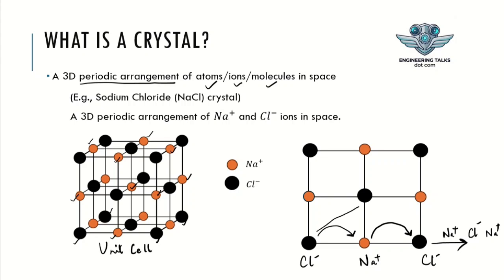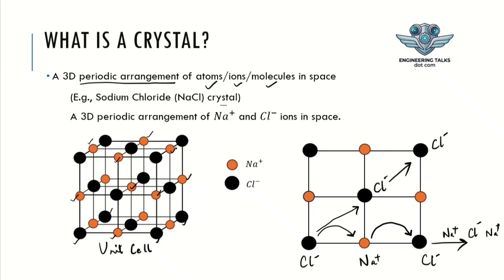Suppose we move along the face diagonal. Along the face diagonal, we have the chloride ions being repeated. So, this is the periodic arrangement of sodium and chloride ions represented by the unit cell. If we move along the edges and the face diagonals in different directions in space, we will be able to find similar patterns being repeated. So, the unit cell is actually the fundamental building block, we can say, of the crystal.